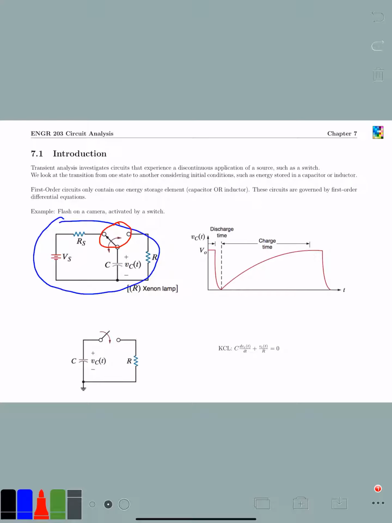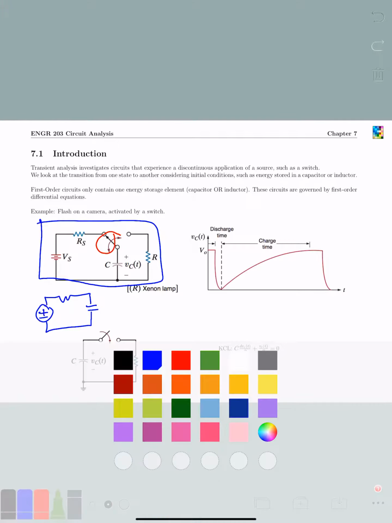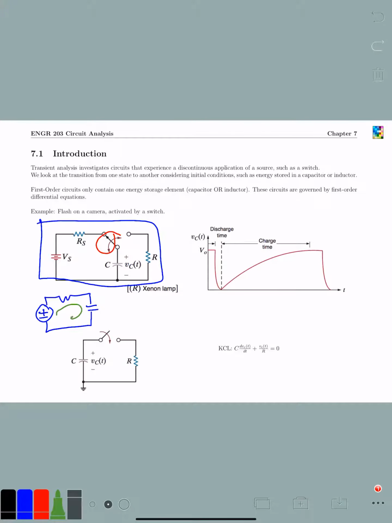And so what a switch does is it starts in one position and then it changes. And so the idea is when we draw this diagram right here, it's really two separate circuits. The first circuit has your voltage source, your resistor, and the capacitor. And this is what happens when the switch is in the left position. And in this situation, your voltage source is going to be pumping out current through this circuit here.